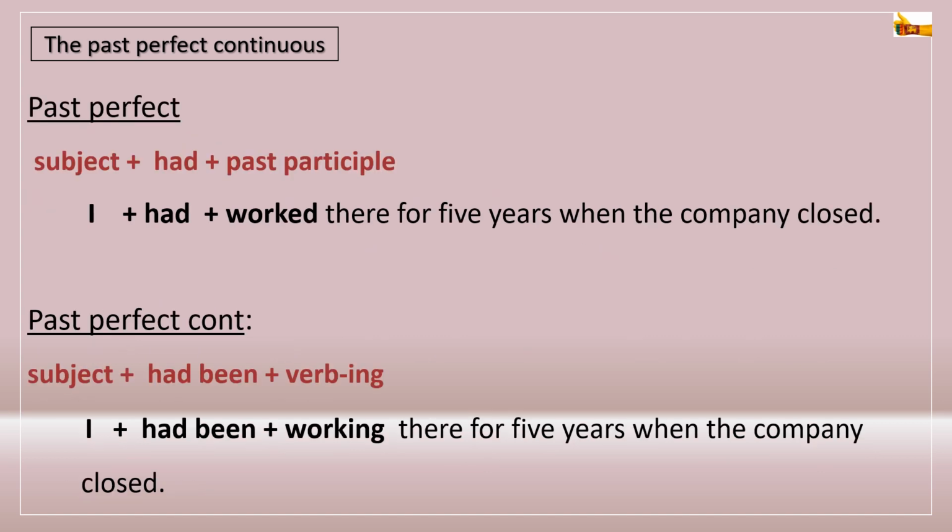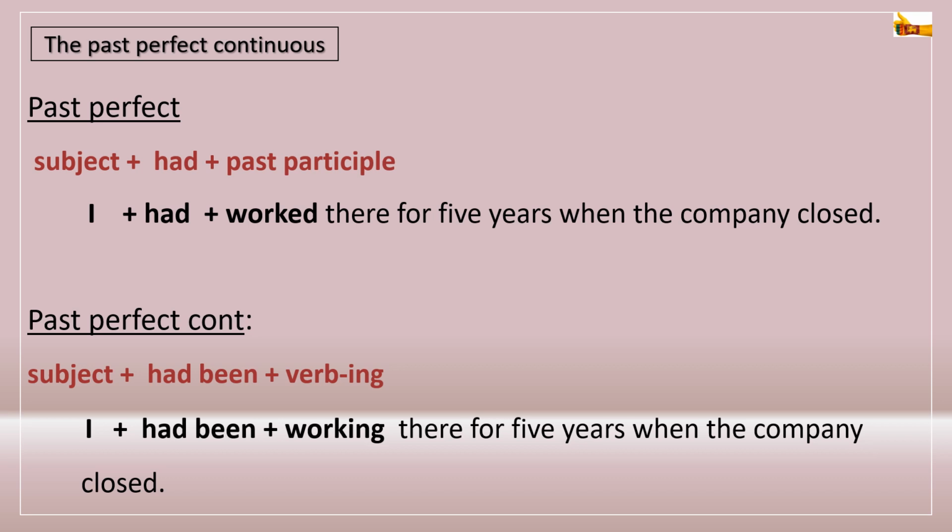Now, the past perfect and the past perfect continuous are often used interchangeably by native speakers. There's no difference in overall meaning. Take a look at these two sentences. Past perfect: I had worked there for 5 years when the company closed. Past perfect continuous: I had been working there for 5 years when the company closed. As you can see, there's no real difference. However, you should use the past perfect continuous form in the previous two situations.